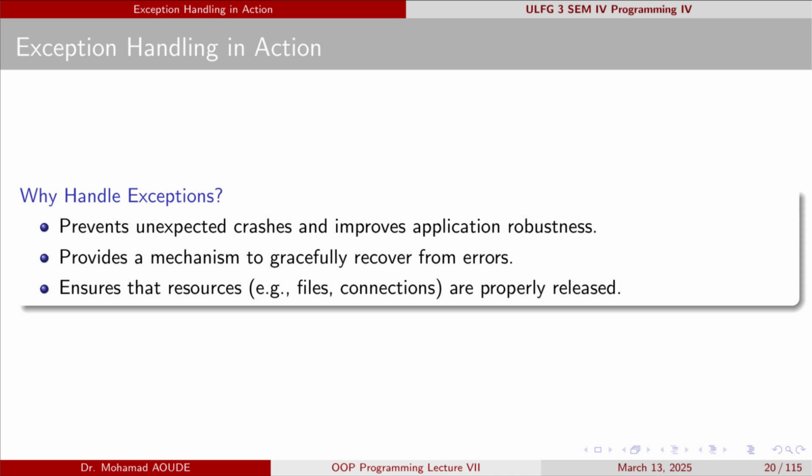So why should we handle exceptions? First, to avoid program crashes. Second, to allow the program to recover or retry. Third, to ensure resources like files or memory are cleaned up. Good exception handling is the foundation of fault-tolerant applications.